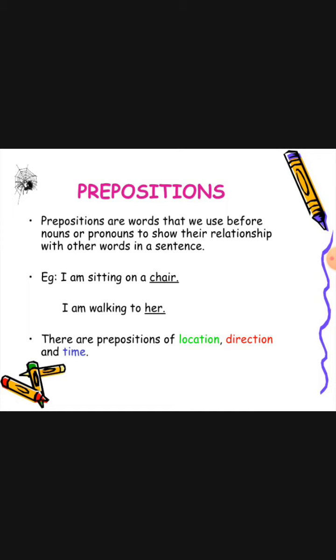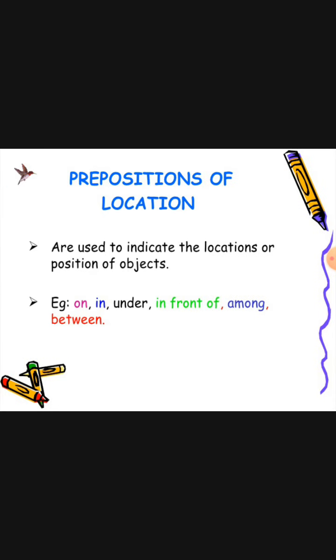If we talk about prepositions, there are prepositions of location, direction and time. Let's study them. Prepositions of location are used to indicate the locations or positions of objects. For example, on, in, under, in front of, among and between. These are a few prepositions to show locations.